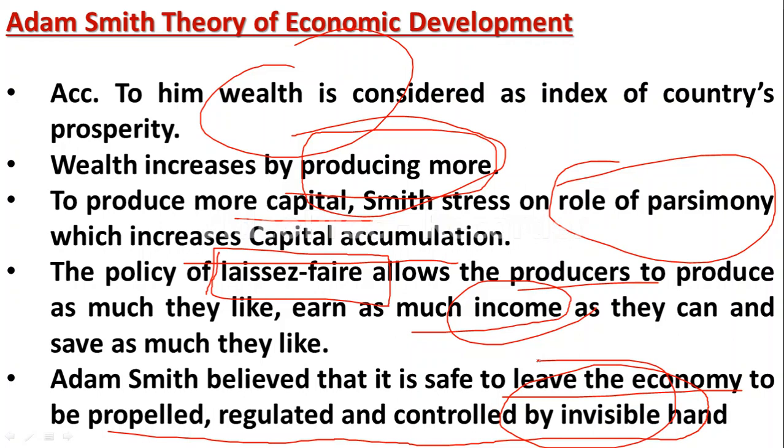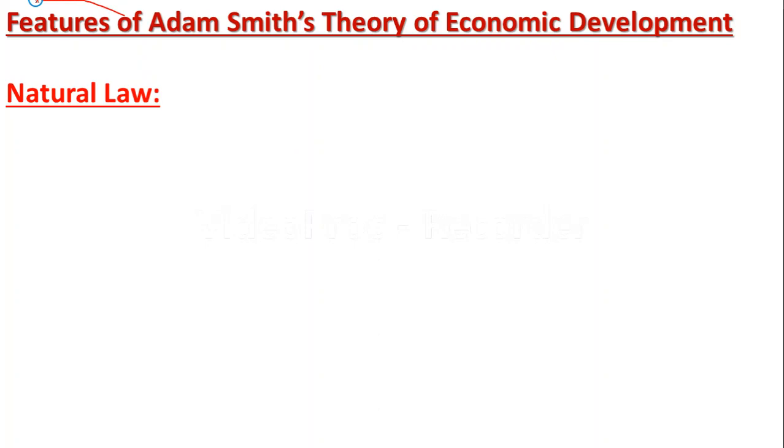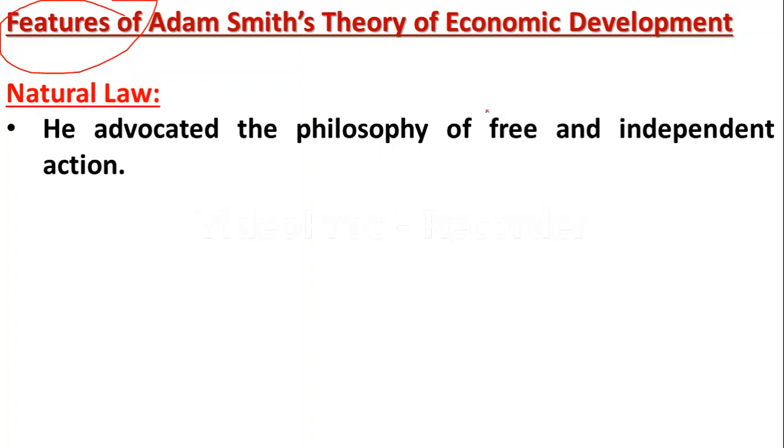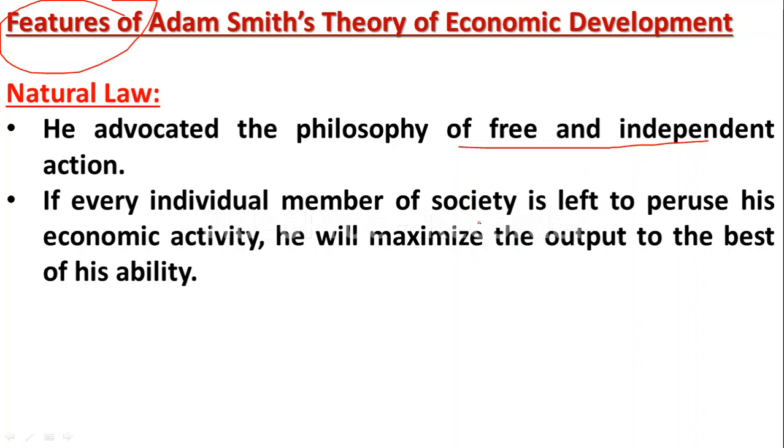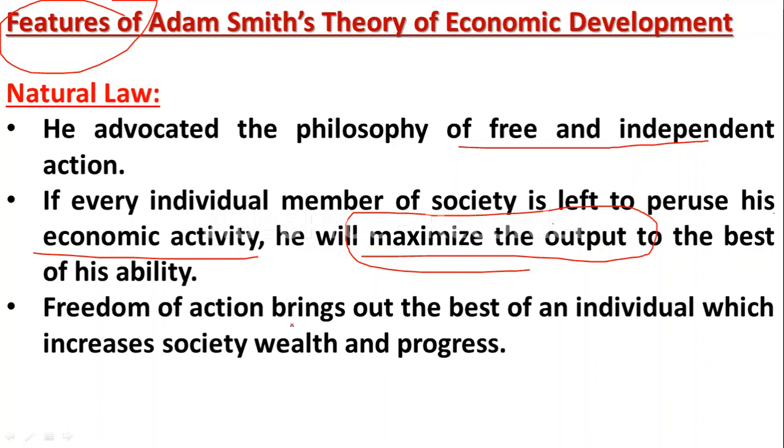There are some features of Adam Smith's theory of economic development. The first one is natural law. Natural law means there is free and independent action taken by individuals. The government will not take many decisions regarding production, so people have to take their own decisions. Every individual in society is left to pursue his own economic activity. People can produce more and earn more income, and there is no limit here. All individuals try to maximize their output in order to earn more and more income. Freedom of action brings out the best in an individual, which increases society's wealth and progress.